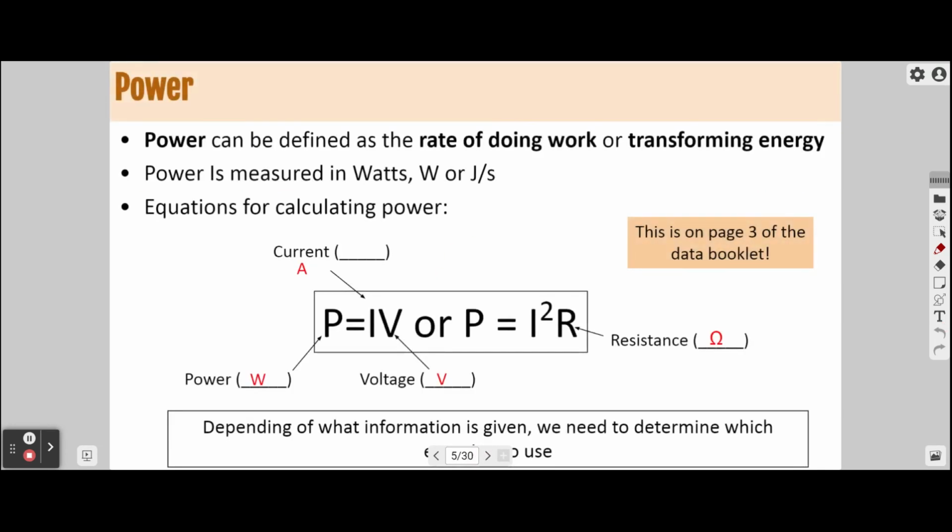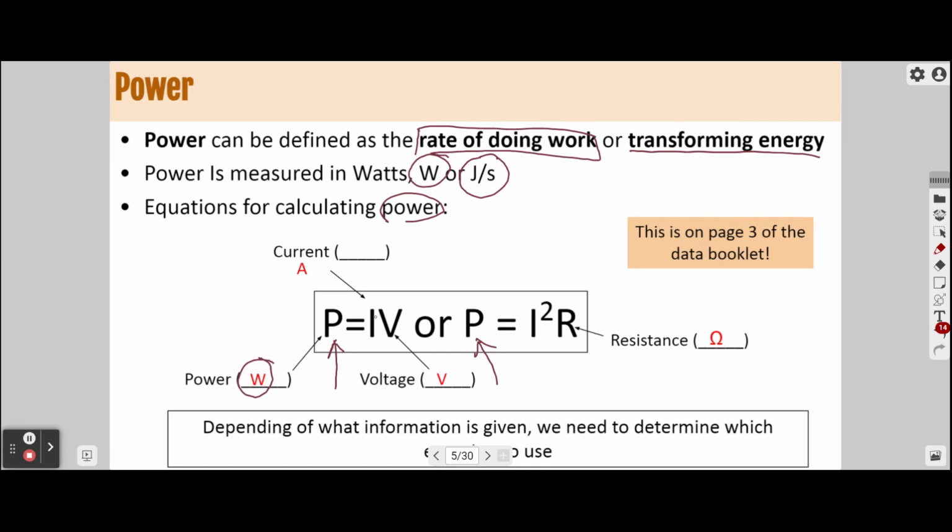Right, so power can be defined as the rate of doing work or transforming energy. The units for power are watts or joules per second. So 1 watt is equal to 1 joule per second. And the equation, so we've got two equations for finding power. So there's two. So there's our power. P is representing power. And remember, the units are watts.